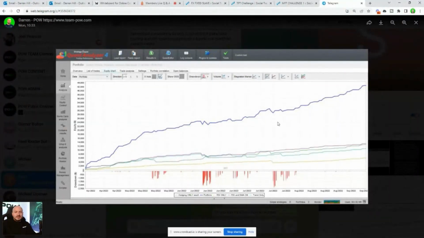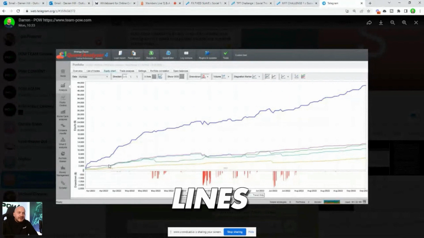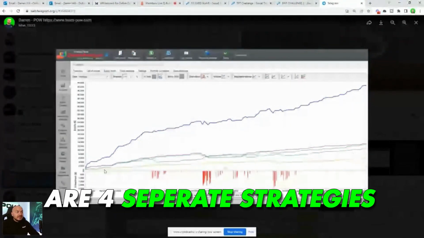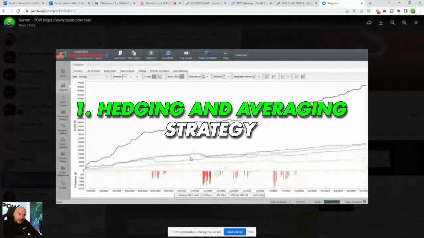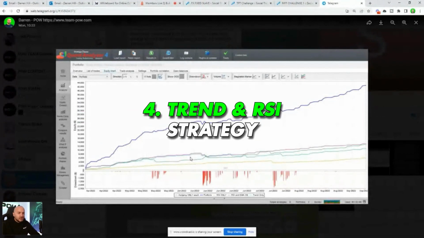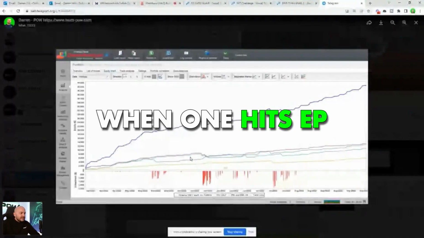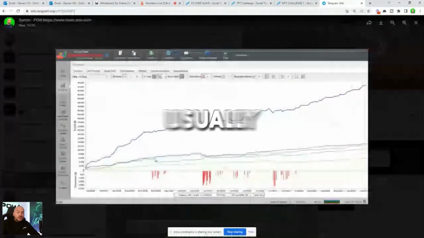Right, so this is Quant Analyzer. What we've got here is these lovely little different colored lines are 4 separate strategies. We've got one that's a hedging and averaging strategy. We've got one that's a trend strategy. We've got one that's RSI. We've got one that's trend with RSI. All different. And the beauty here is that when one hits EP like this, the others usually don't.